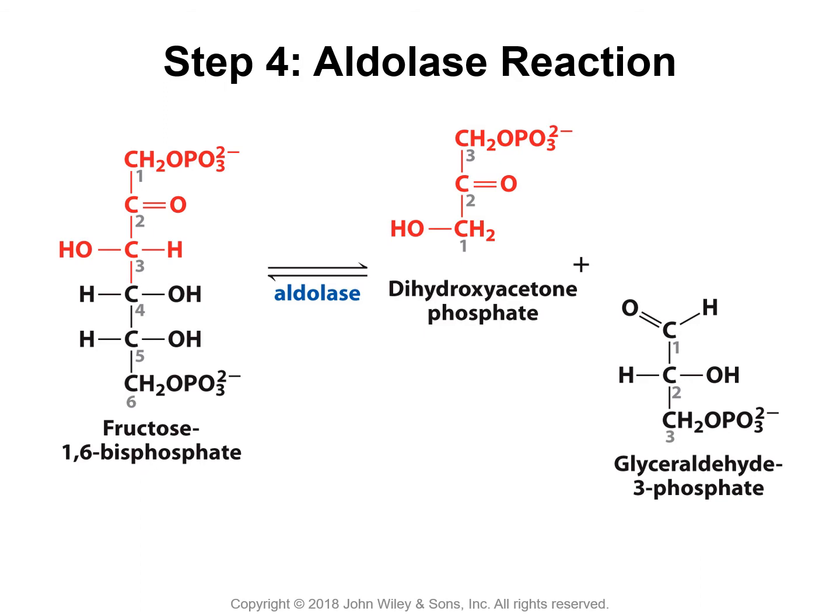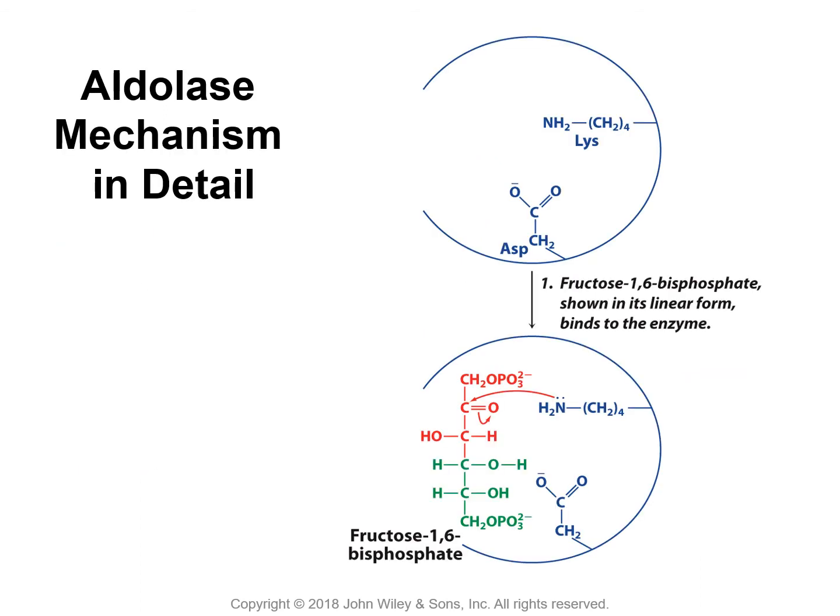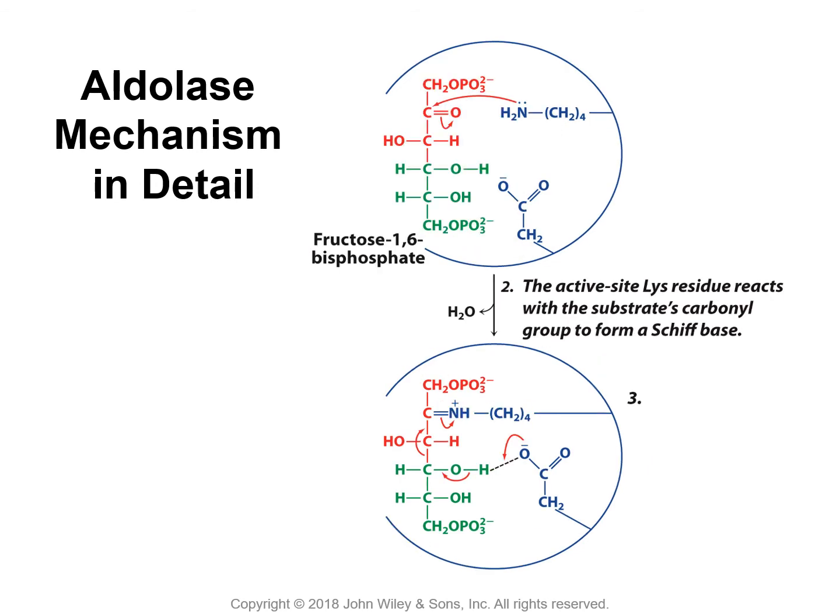So you have the aldolase reaction, and you take that fructose 1,6-bisphosphate and then you convert it. And this is the aldolase mechanism in detail. Step 1: the fructose 1,6-bisphosphate, shown in this linear form, binds to the enzyme, and that is what you actually see. And then step 2: the active site Lys residue reacts with the substrate carbonyl group to form that Schiff base.